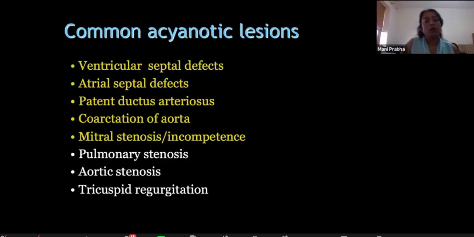In the common acyanotic lesions, you can ask this question: is it a cyanotic or an acyanotic condition? Most of the cyanotic lesions would present early in life, so they are unlikely to be seen later, like in a child presenting at the age of 2 or 5 years. The acyanotic conditions which you should consider are ventricular septal defect, atrial septal defect, PDA, coarctation of aorta, mitral stenosis, and incompetence. These are relatively not so important, so unlikely to be asked in the examination.